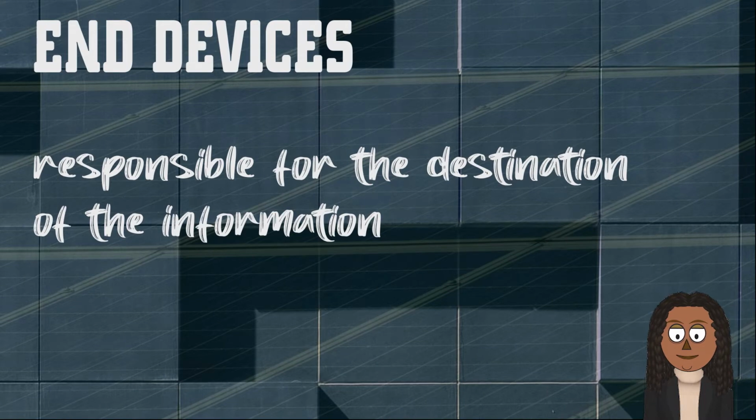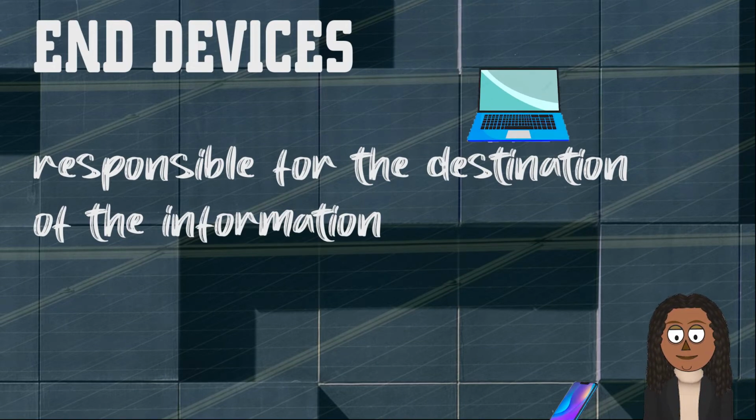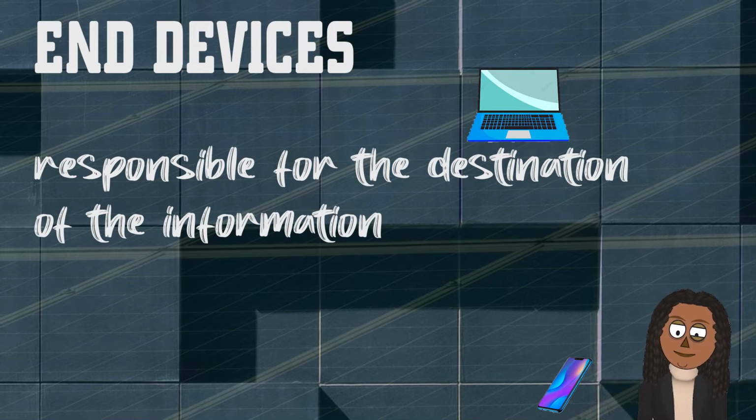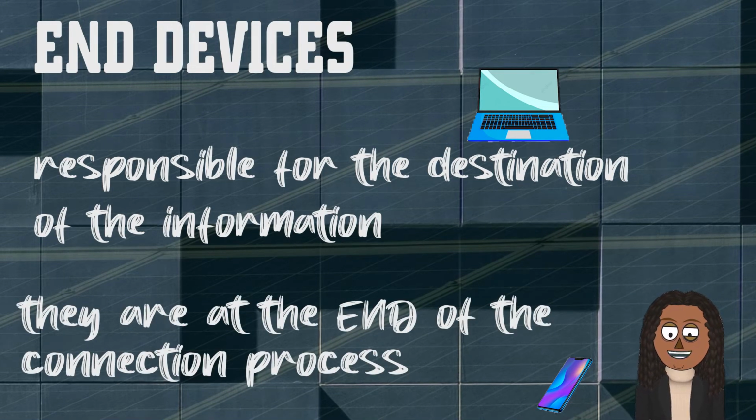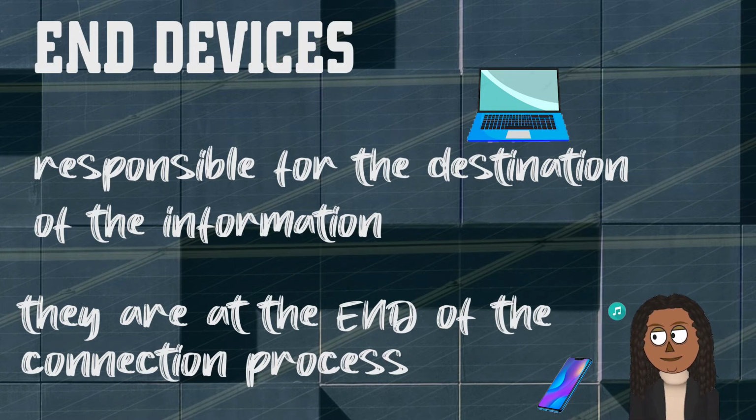End devices. Now, an end device is responsible for the destination of a message that is transmitted over the network. They are at the end of the connection process where a message, or let's say an MP3 file, is sent from your phone over a network, and this could be any kind of network, whether it's over Wi-Fi or data, to your friend's laptop that is also another end device.